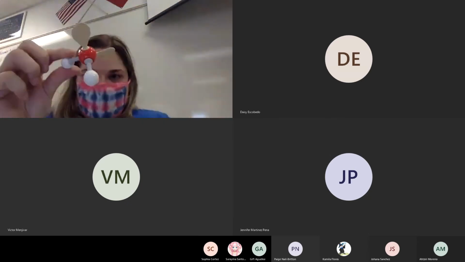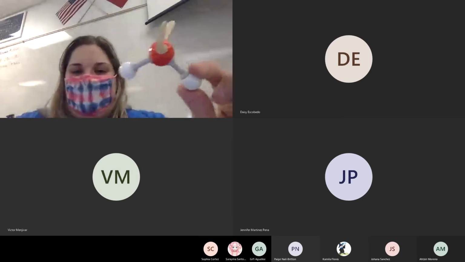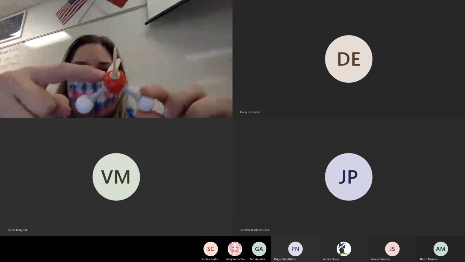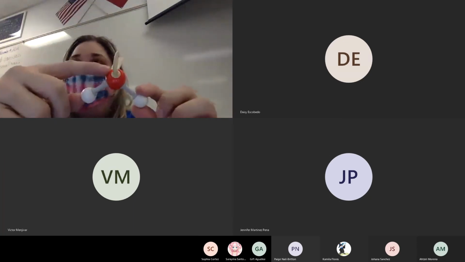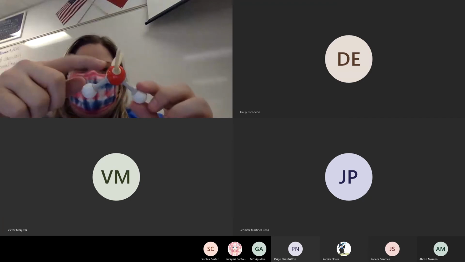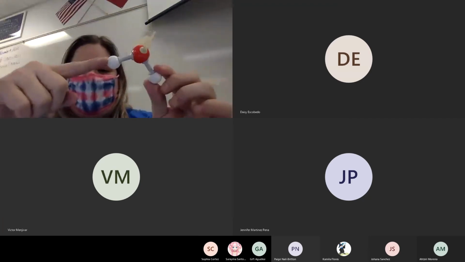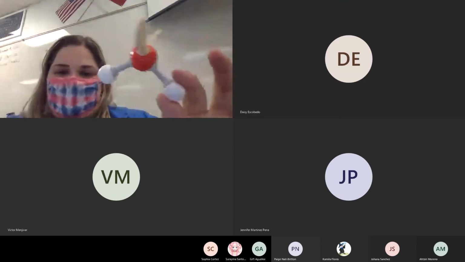Anybody want to guess what this is? So I told you earlier, what's the red color? Anybody remember what I said? What atom that was? Or what element? Red is oxygen. White is hydrogen. So what is this molecule?